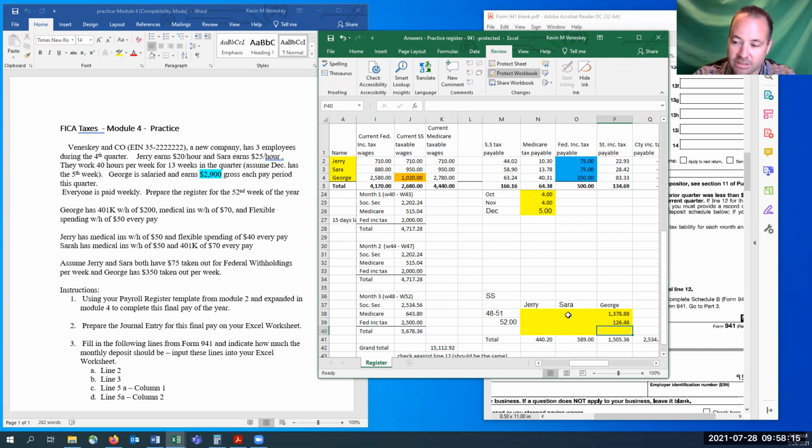No need to do it for Jerry and Sarah. They don't hit any caps. You could put in amounts, but you could just come down here and do the total. Take Jerry's wages, multiply it by the rate, and then multiply it by the 5 weeks in December. And we're going to do the same thing for Sarah. Sarah's wages times Social Security rate times the number of weeks. All together, we collected $25.34.